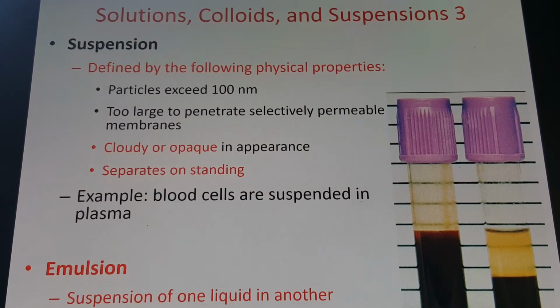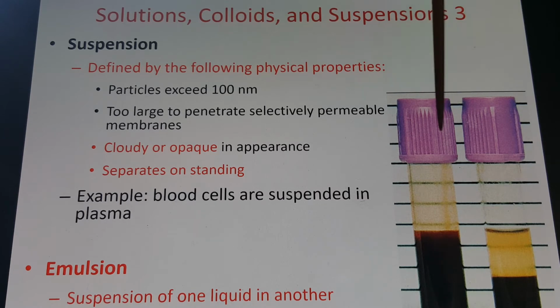Next mixture is a suspension. So in this case, you have really large particles. So it's going to be cloudy, so kind of hard to see through, or completely opaque because, again, the particles in there are so large. So blood cells being suspended in plasma is an example of this. And with this type of mixture, it's going to separate on standing.